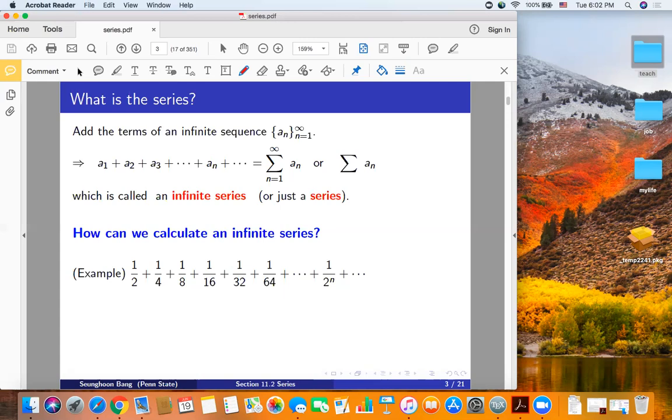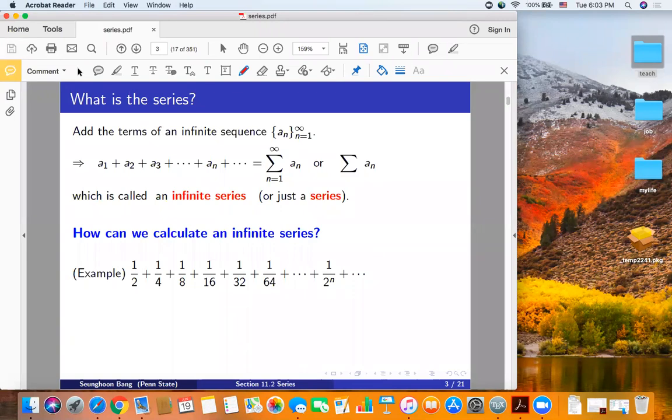Do you have any idea? Yeah, the answer is 1. Kevin said the answer is 1. You're right. How can you find 1? Could you explain a little bit more on your chatting board? If you have any answer, just write your answer on the chatting board. The main idea is, okay, we can use a geometric series.